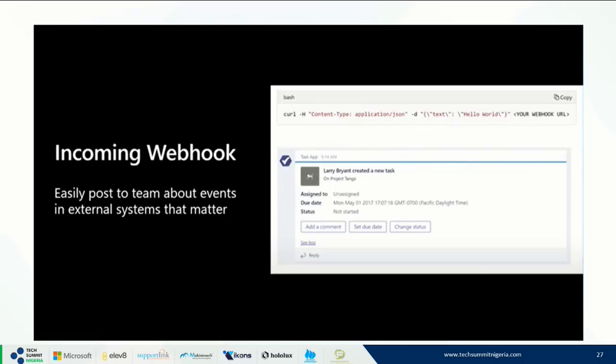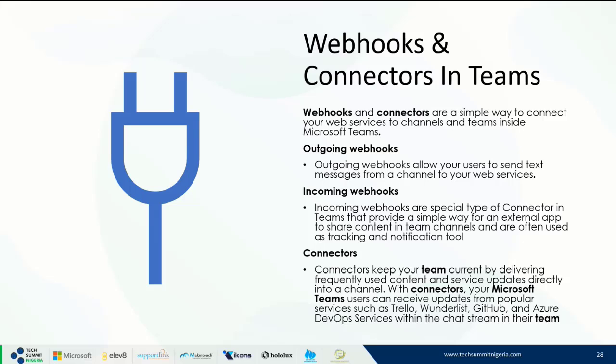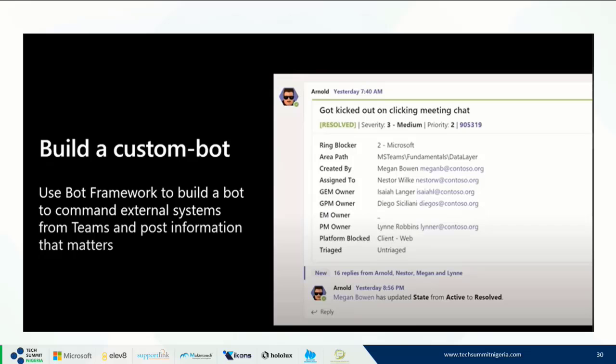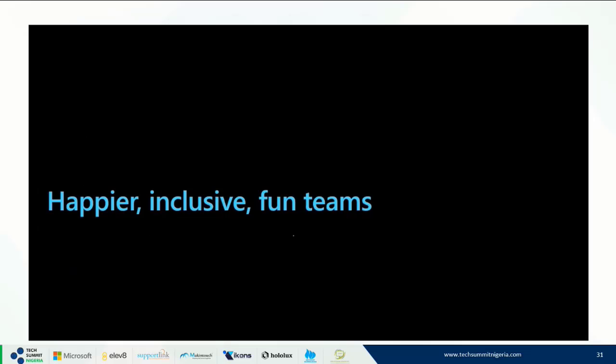Now, you can do webhooks. I know some of you will know about it, but if you don't, webhooks allow you a simple way to connect web services to channels and teams inside Microsoft Teams. And you have different types of them. You have outgoing webhooks and then incoming webhooks also. Power Automate, I've said a bit about that, how you can automate a lot of those processes and then get notifications and all of that. So you can also build custom bots.